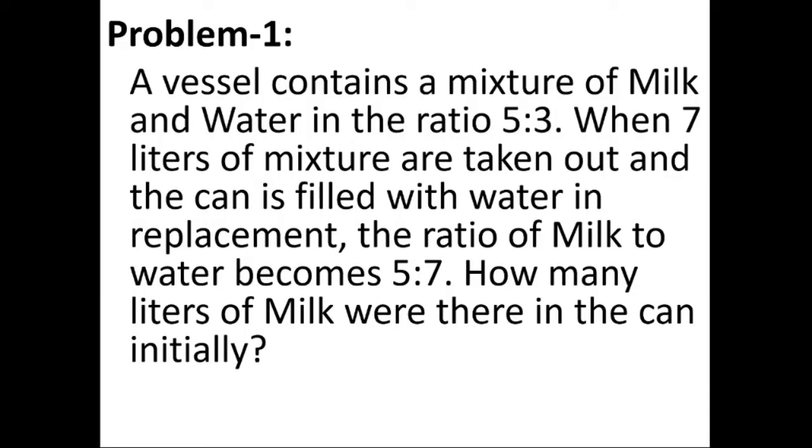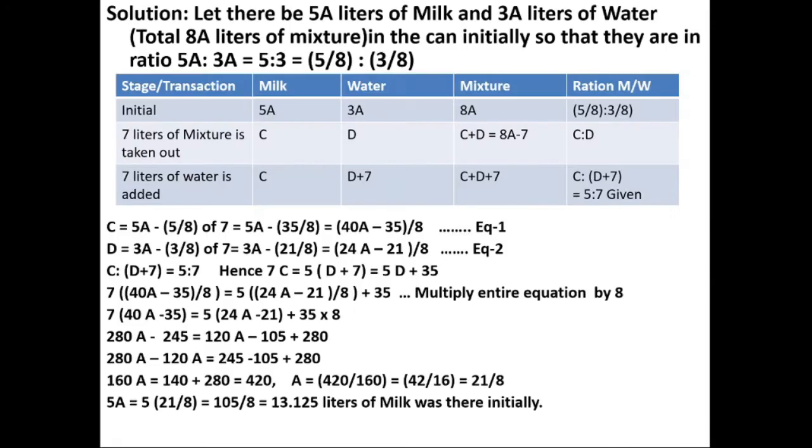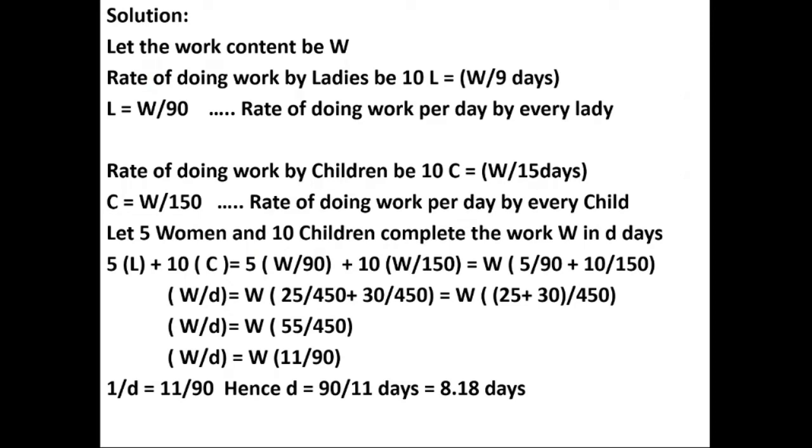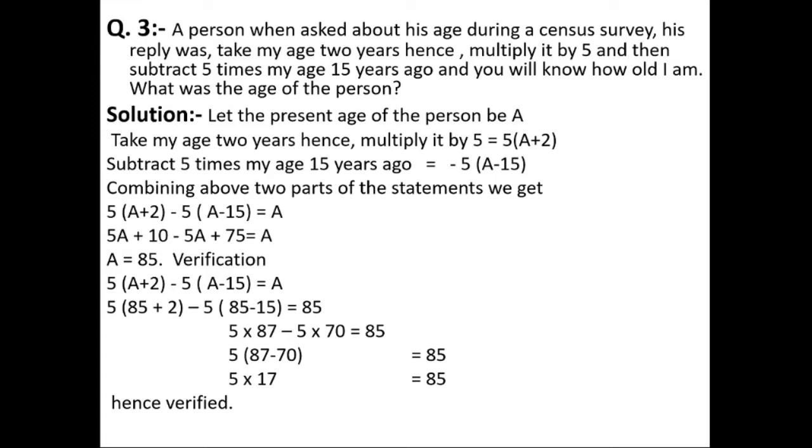So this was problem number 1. Next, this is the solution. You nicely read the solution carefully. Then go to the next problem. This is the problem. Go to the solution. Now the solution is illustrated in front of you. We move to problem number 3. Next. Okay. A person when asked about his age during the census survey.